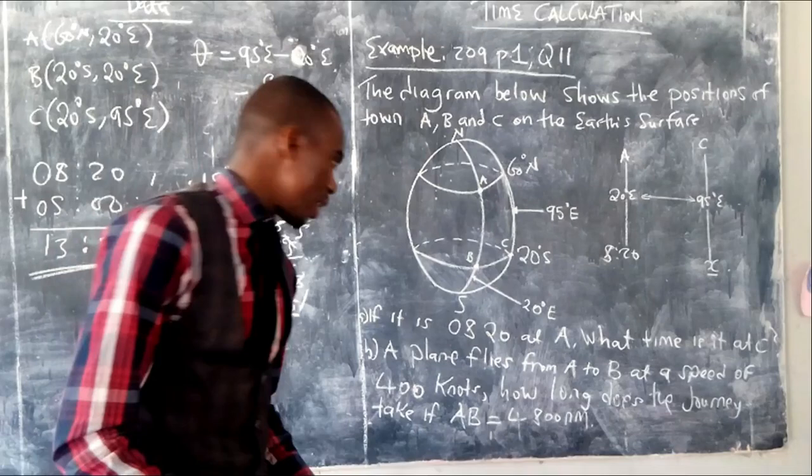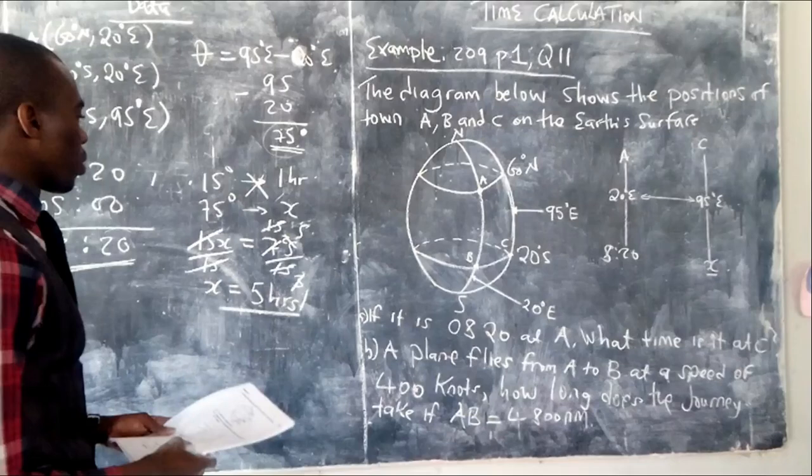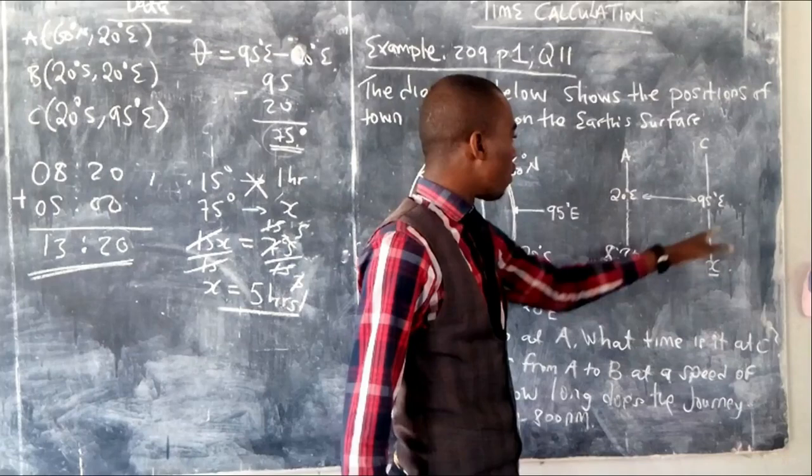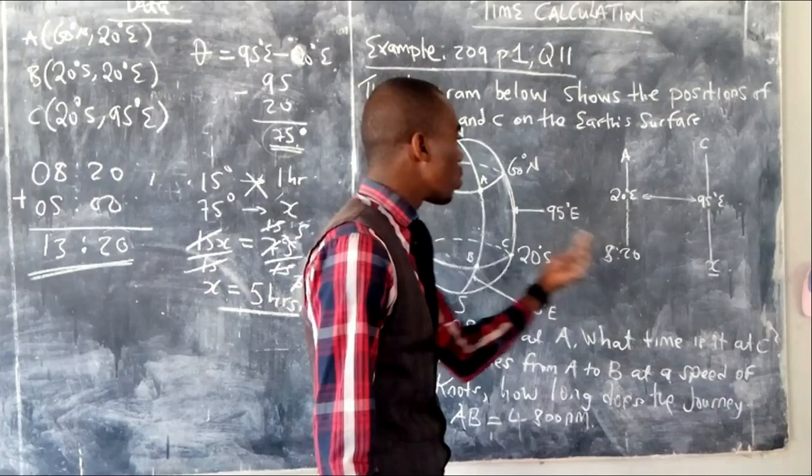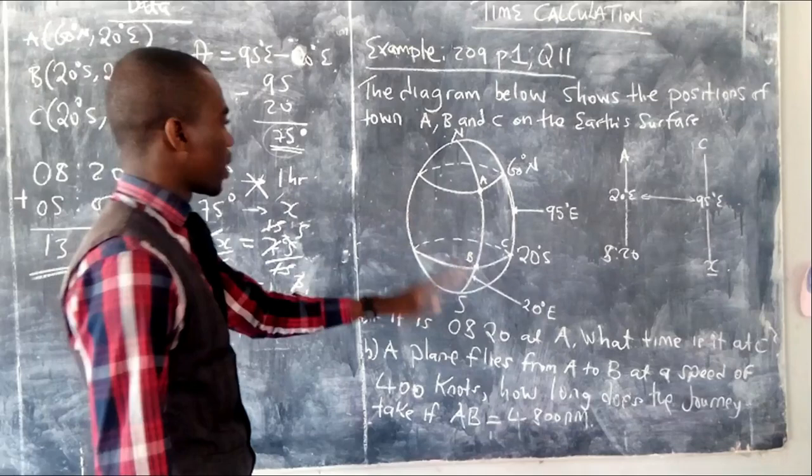Alright, so that is the simple principle that you are supposed to understand. The first thing is find the difference in degrees, then you convert the difference in degrees into time. After you convert it into time, then you check: am I going to the east? If you are going to the east, then you are going to add that time. If you are going to the west, you are going to subtract that time. So that is the simple concept that you need in order for you to successfully calculate time.